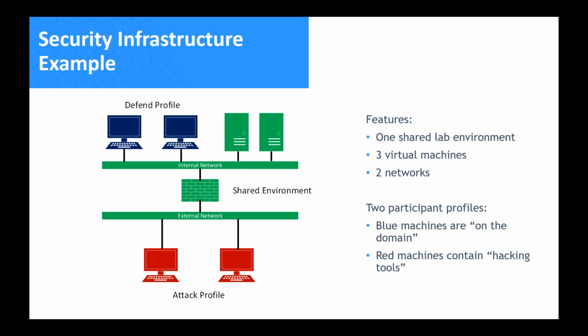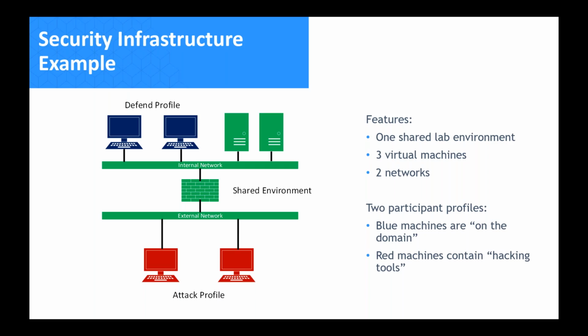A security infrastructure example. One of the services for our product is what we call shared labs. The security infrastructure example is an example of that. In this case, we would have one shared lab environment. This shared lab environment can have a multitude of servers and resources on the back end. It could have intrusion detection and protection systems involved, possibly custom routing or load balancing solutions.